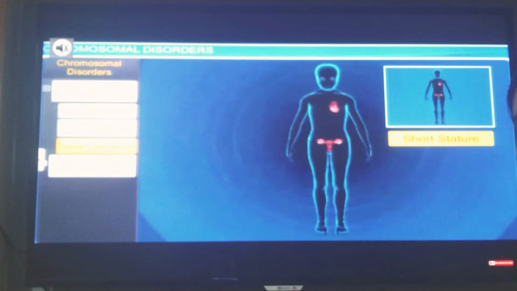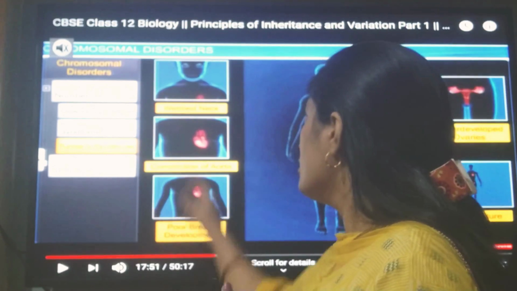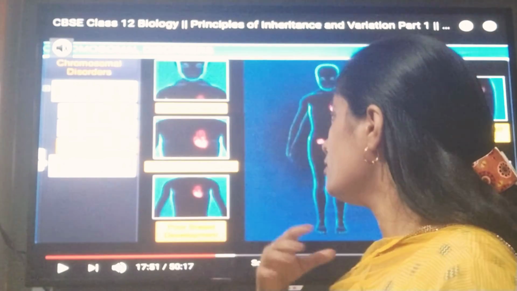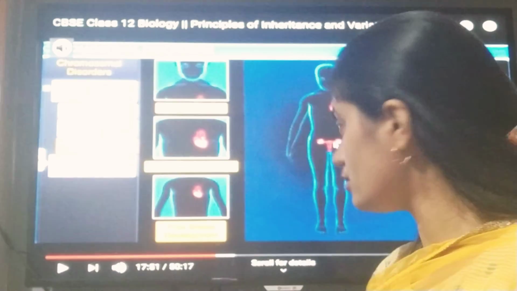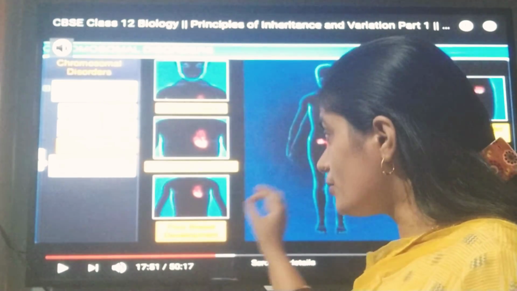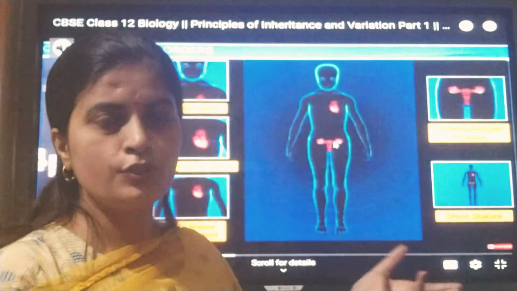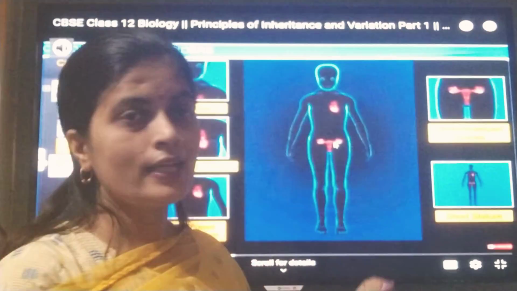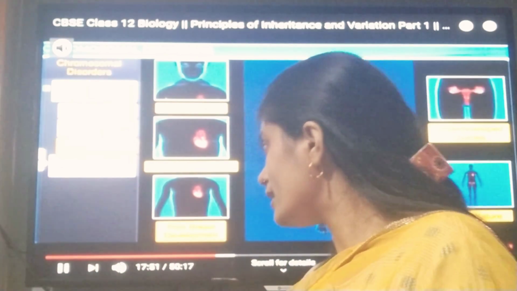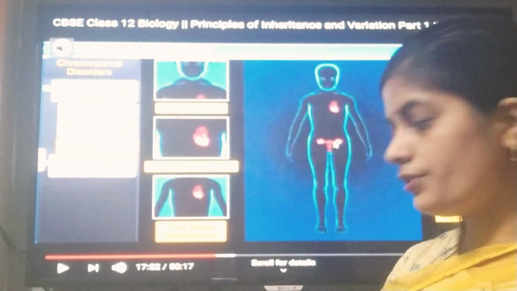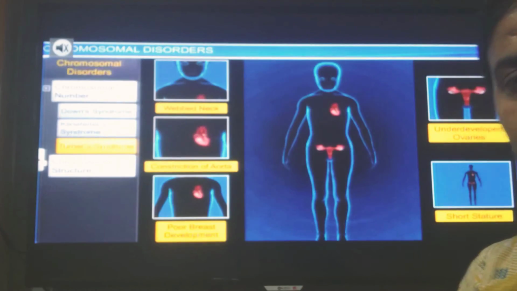Things which are mentioned: stature would be short, it would not grow that much in height, and you can see here a webbed neck is there. Then the aorta is going to get constricted. You know what the aorta is in your heart. Then breast development would be poor in this case. Next, underdeveloped ovaries, that means reproductively sterile it is, and the stature would be small in this case. These are certain features of Turner's syndrome from your class 12 biology chapter 5, principles of inheritance and variation.